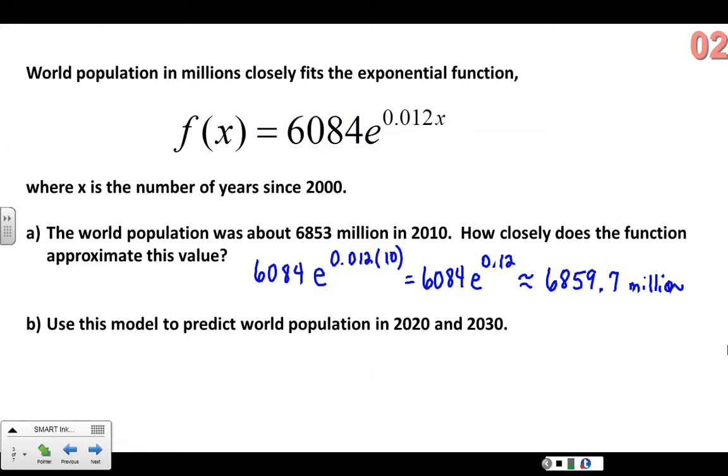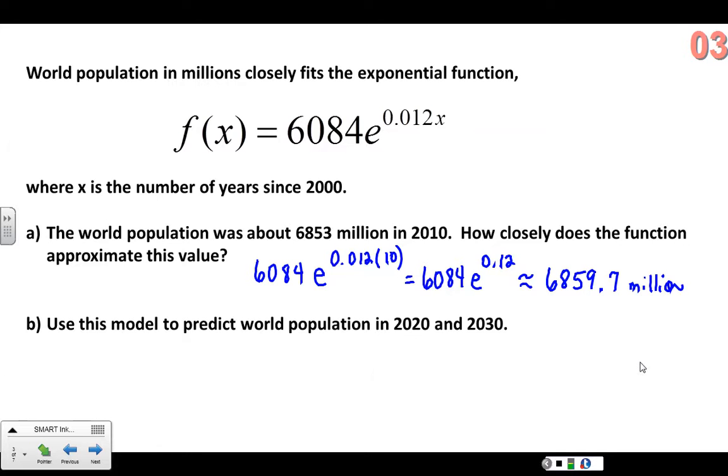So was that close? The world population was about 6,853. This is 6,859. So in this case, the model that we were using actually overestimated a little bit, but it's still pretty close. Pretty close. Use this model to predict the world population in 2020 and 2030.